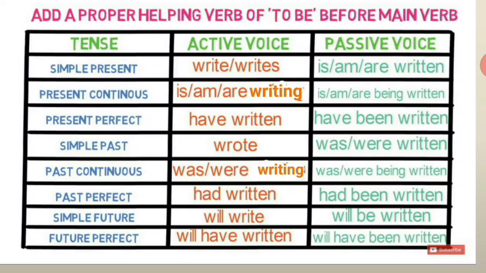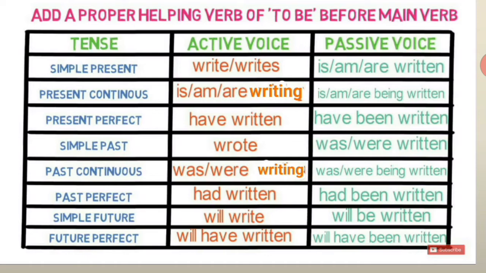Then past continuous tense. In active voice, we will use was and were and writing. And while changing into passive voice, what we write is was, were, then being, then written. In past perfect tense, in active voice, we write had written. And while changing into passive voice, what we write is had been written.